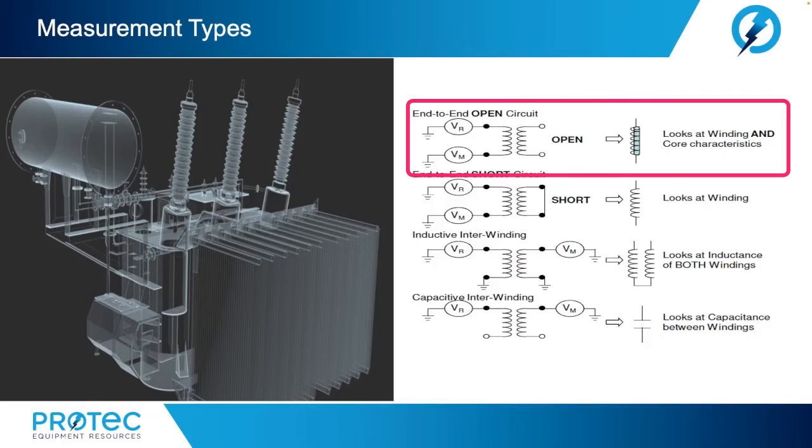The open circuit. An open circuit measurement is made from one end of a winding to another with all terminals floating. For a delta winding, connections would be H1 to H3, for example. For a Y winding, measurements are taken from high voltage terminals to neutral, such as H1 to H0.